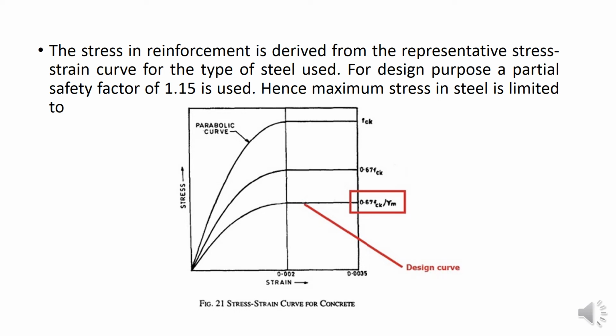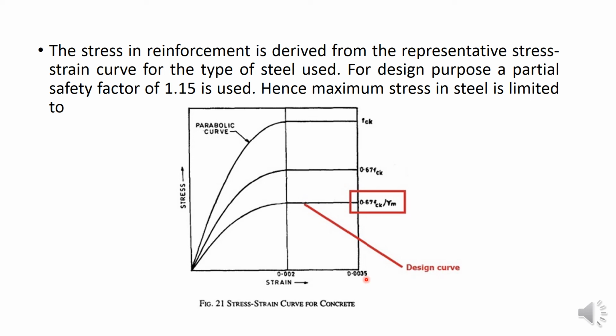According to IS 456, this is the stress strain curve for plain concrete. Please note the strains. There are two strains. One is 0.002, and the other, which I have already told, is specified in the assumption given in IS 456 2000. You should remember that 0.0035 is the limiting strain, the maximum strain allowed in plain concrete.